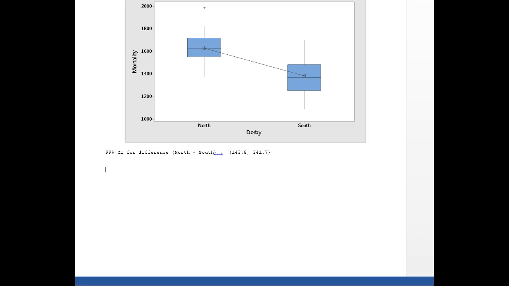So really, what is that telling me? It's telling me that there are more mortalities north of Derby than there are south of Derby. All the numbers in this interval are positive, and the only way I can get a positive interval is if the average of the north is higher than the average of the south. And this gives me an idea of where the true difference is. So for people in the north, there are between 144 and, if I round this off, 341 more deaths north of Derby than south of Derby.